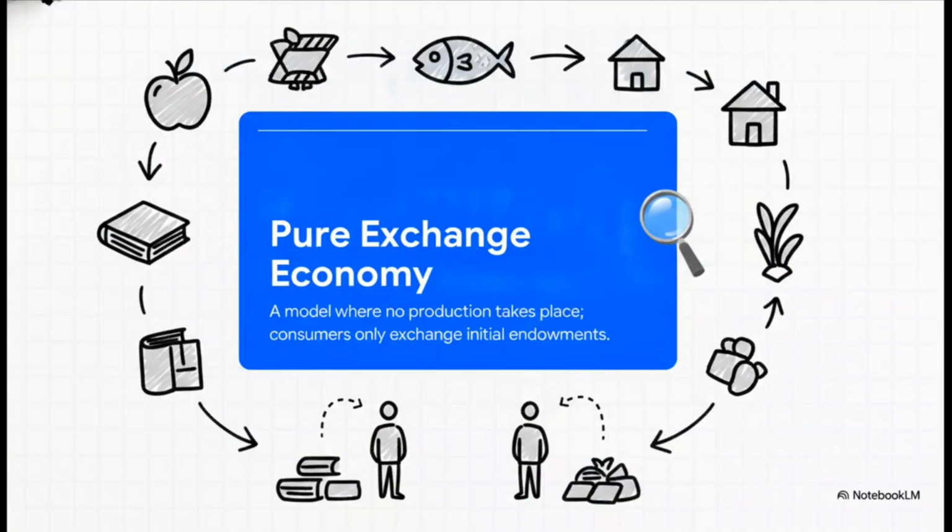Now, to figure out how all these interacting markets actually find balance, economists love to start incredibly simple. We're talking a world with absolutely no factories. Let me act as your translator for this concept. A pure exchange economy is just a model where nothing new is manufactured at all. Zero production. People just show up with an initial bundle of goods, which economists fancy up by calling endowments, and they just trade them based on what they actually want to consume. It's quite literally the absolute simplest building block of our economic model.